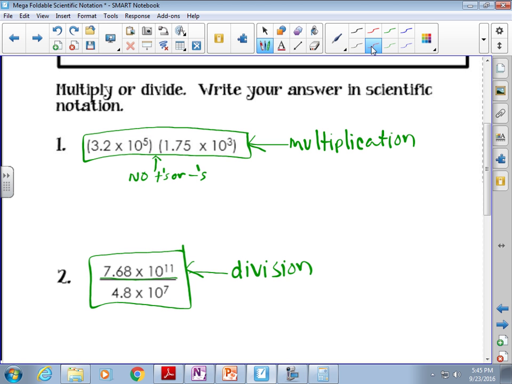Step 1, I have to regroup. So I have 3.2 and 1.75. Those are my coefficients. And then I have 10 to the 5th and 10 to the 3rd. Those are my exponents. So we're just going to regroup. That's step 1. So over here I'm going to have 3.2 times 1.75 in parentheses. And then in this one I'm going to have 10 to the 5th times 10 to the 3rd.